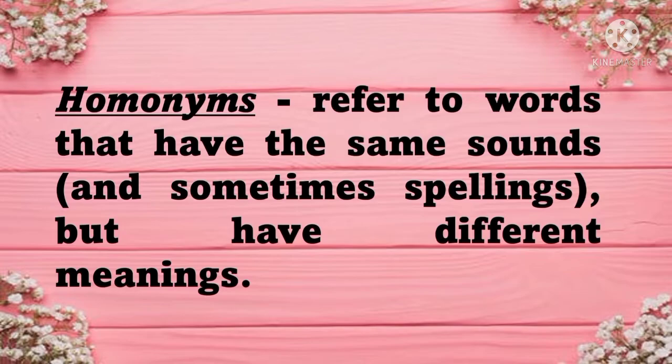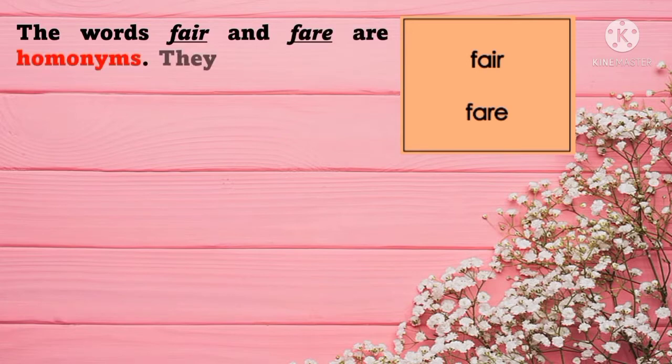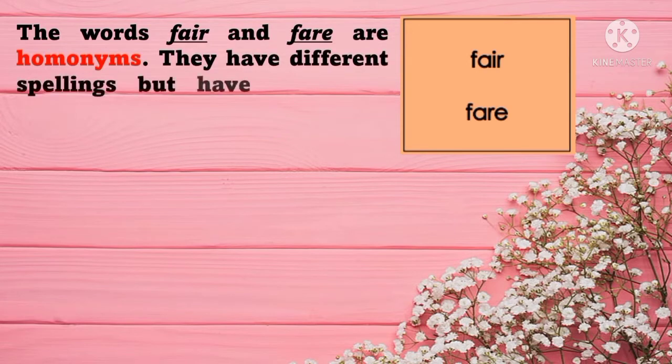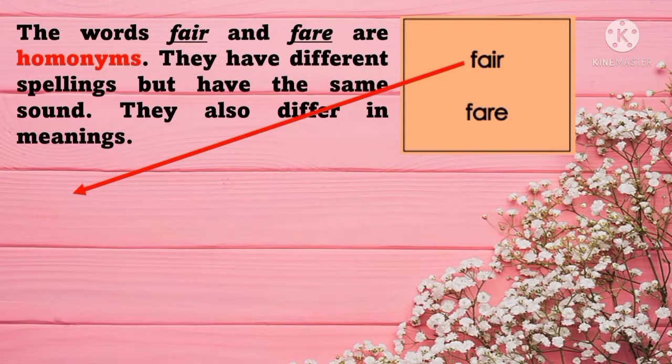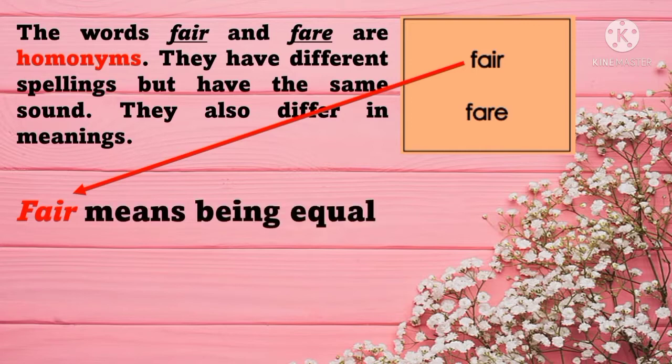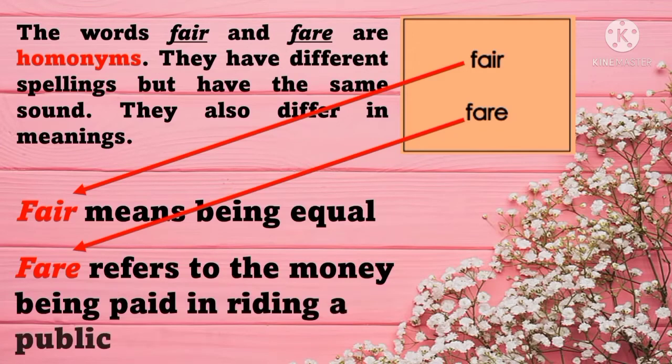Let's take a look at these following examples. Fair, fare. The words fair and fare are homonyms. They have different spellings but have the same sound. They also differ in meanings. The first fair means being equal, and fare refers to the money being paid in riding a public vehicle.